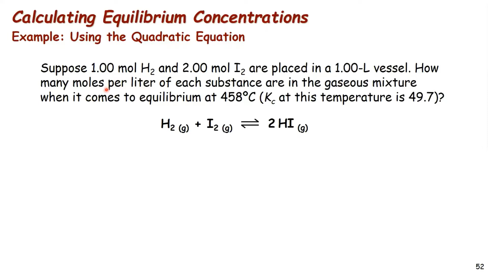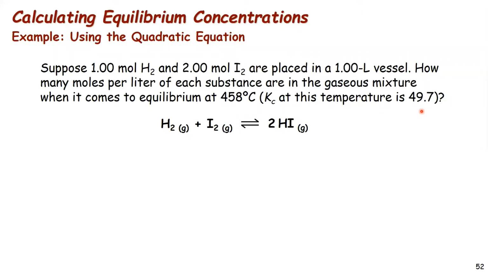And we want to know how many moles per liter. So we want to know the molar concentration of each of the substances once it reaches equilibrium at a temperature of 458 degrees Celsius. K at this temperature is 49.7.